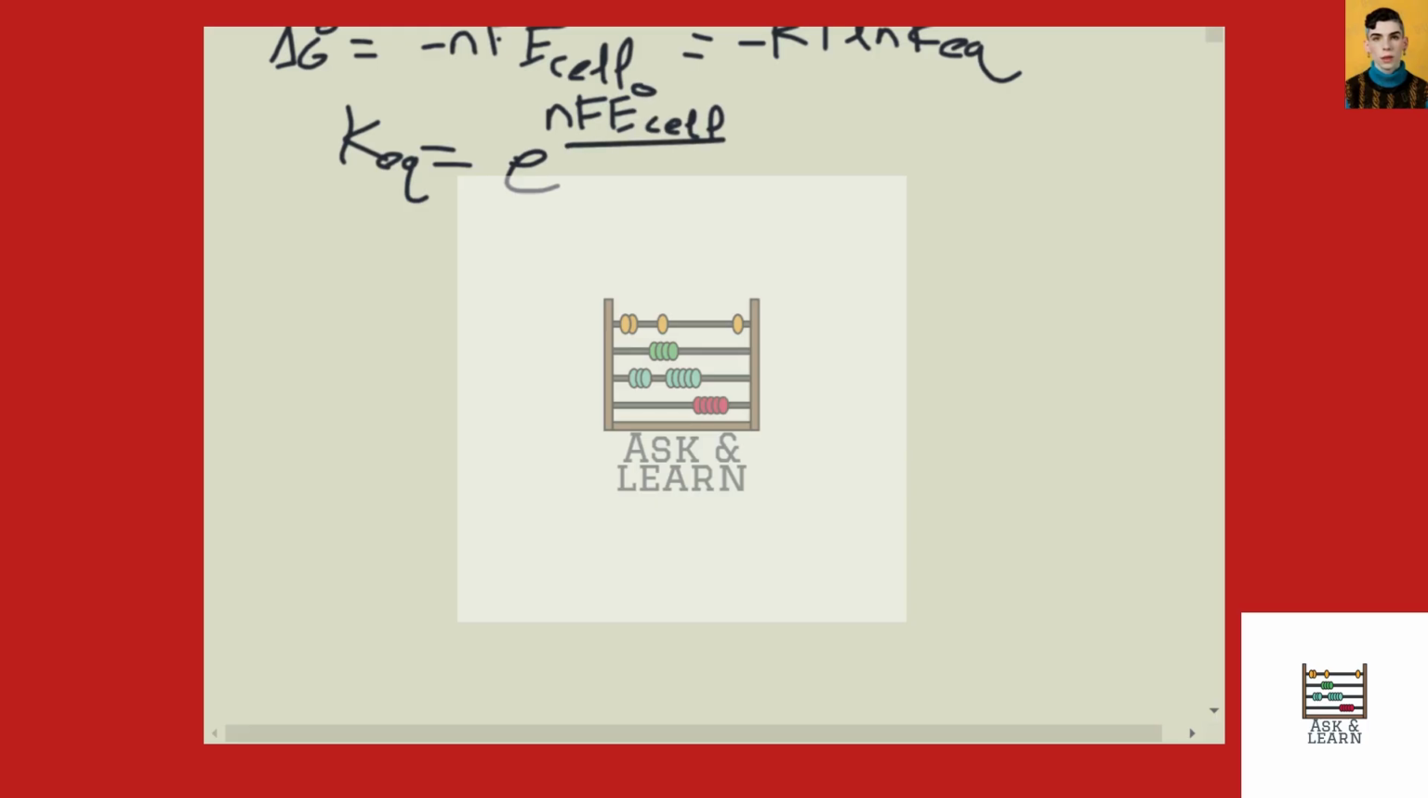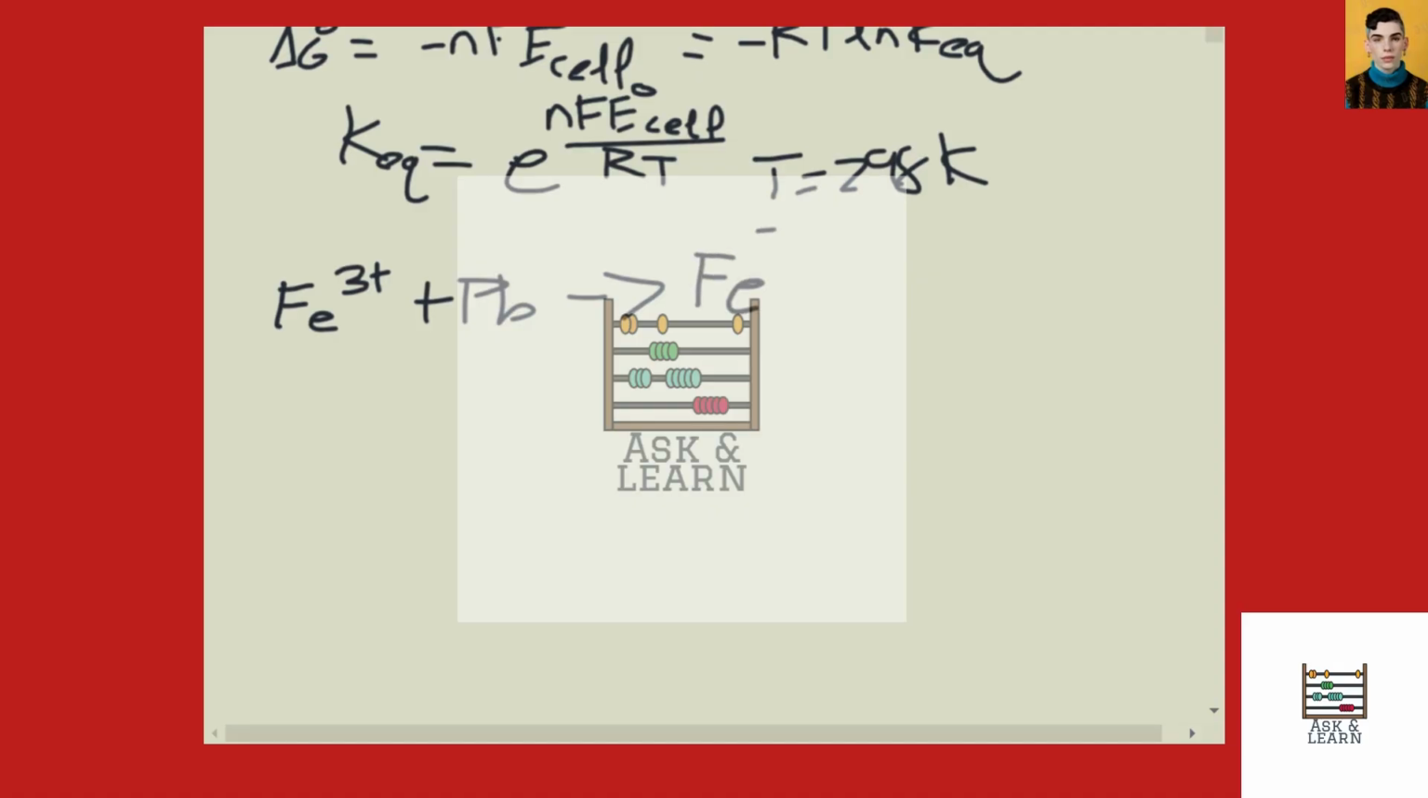the Faraday constant and our gas constant are known. So we have to know the temperature, which is given as 298 Kelvin. And now we have to know the number of moles of electrons transferred, etc. We're given an unbalanced skeletal equation in this case, and first of all, we have to balance this equation.